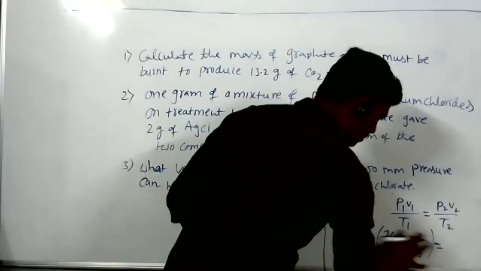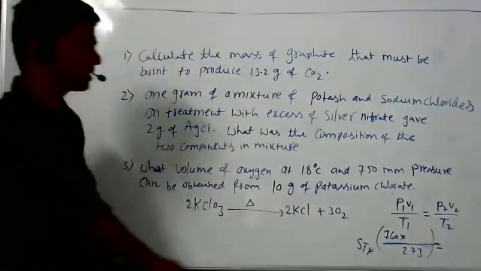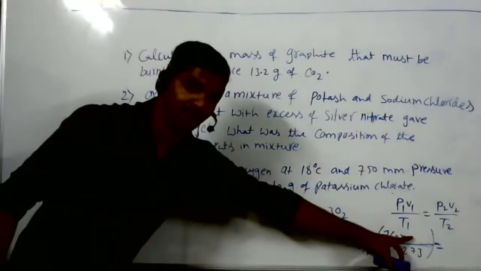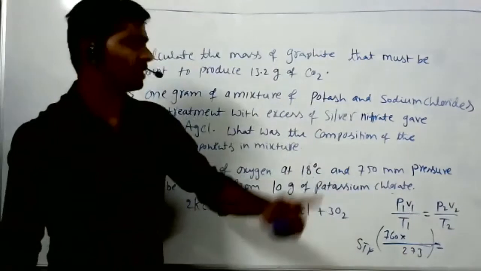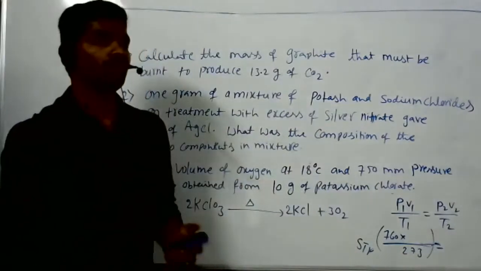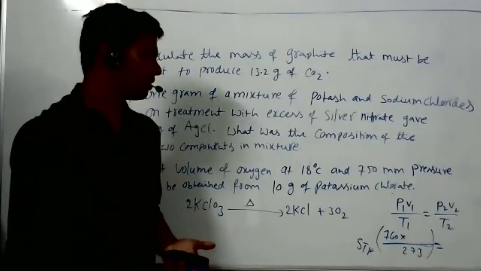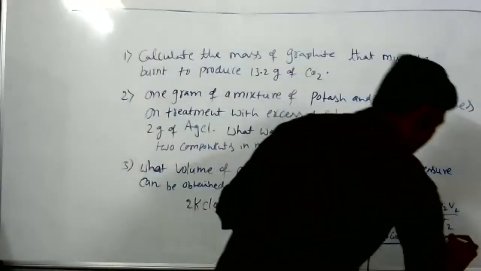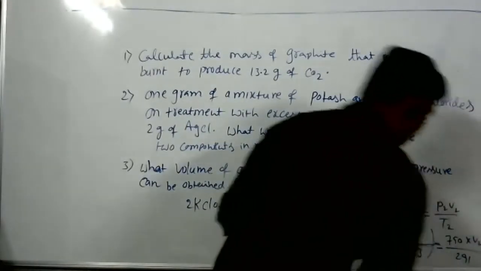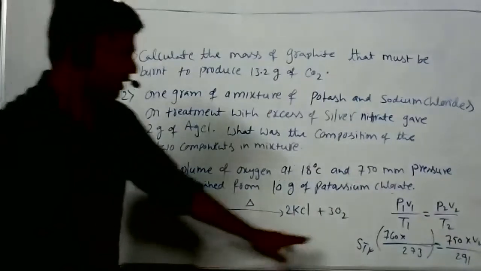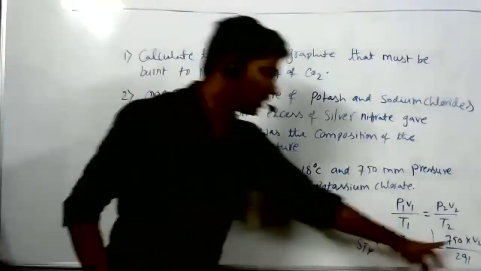You don't take 22.4 here. Here you take this volume: how much volume of oxygen is obtained? That volume goes right here. Then V2 you have to calculate. Now 18 plus 273, how much? It is 291. P2 is now 750, V2 you have to calculate, temperature is 291. So calculate this volume V1 from this, substitute here, then V2 you calculate.